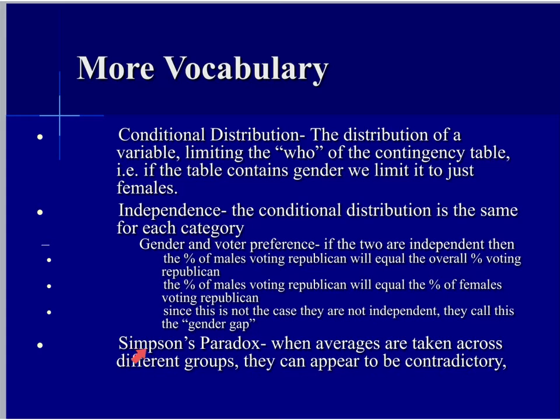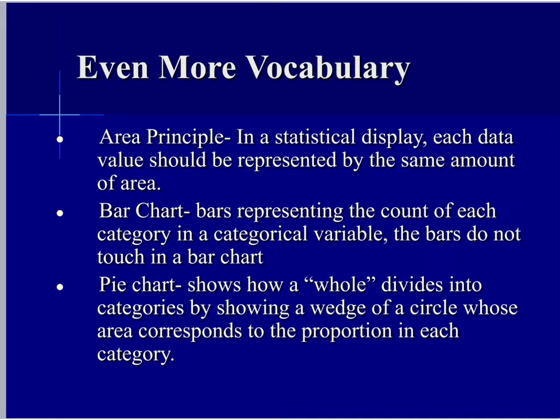And then we're going to talk about Simpson's Paradox at the end, and that's when averages are taken across different groups, they can appear to be contradictory. And like I said, we'll talk about that at the end.